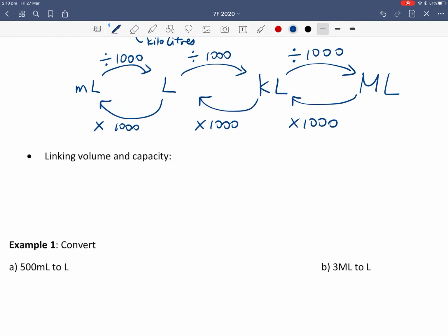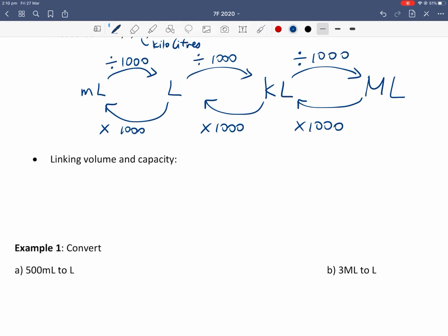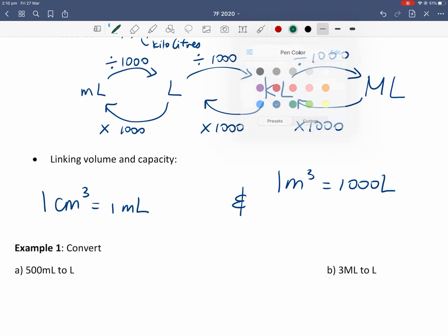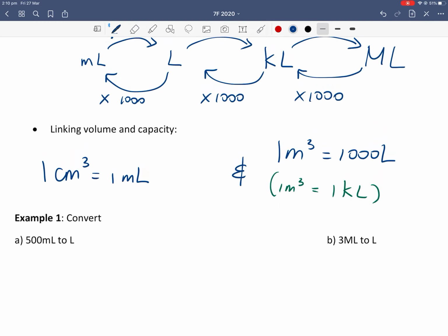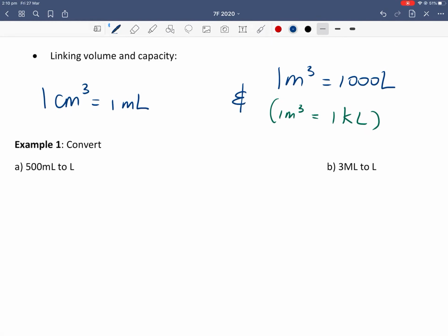Now, what's the connection, or how do we convert between volume and capacity? The magic formula is 1 centimeter cubed is 1 milliliter. And we also have that 1 meter cubed is 1,000 liters. Or if you prefer to write, 1 meter cubed is 1 kiloliter, since 1,000 liters is 1 kiloliter. But we commonly use liters instead.